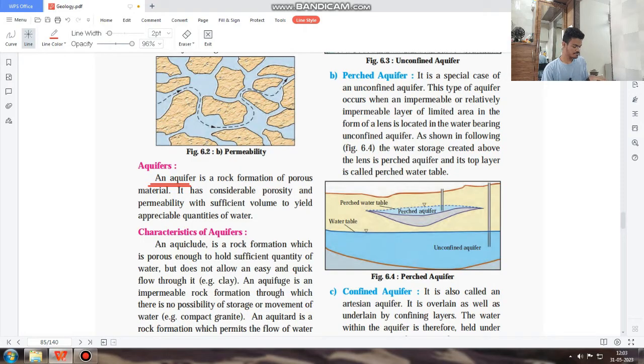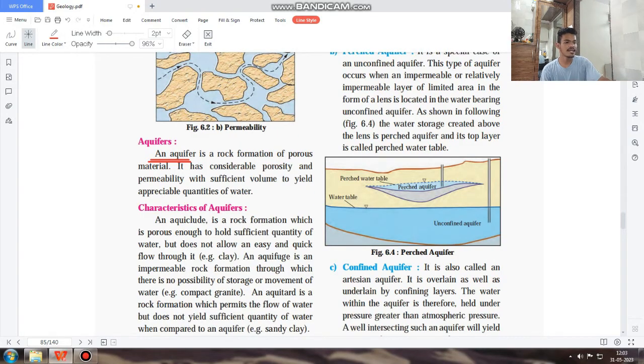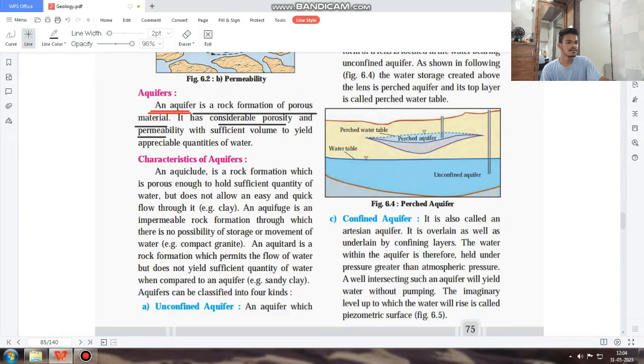Okay, so what is an aquifer? An aquifer is a rock formation of porous rock material with considerable porosity and permeability. These are the characteristics of aquifers. Now, within aquifers, different terms are introduced. One is an aquiclude. Remember the definition. There is aquiclude, there is aquifuge, and there is aquitard. There are 3 things, and one of these can come as a 1 sentence answer.